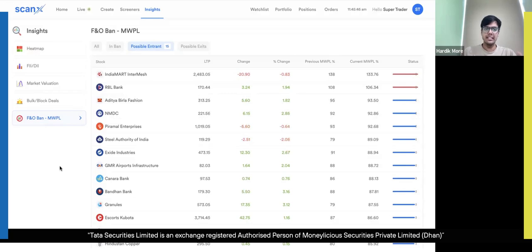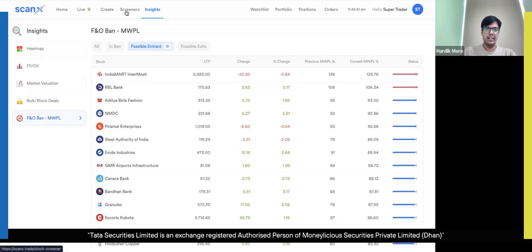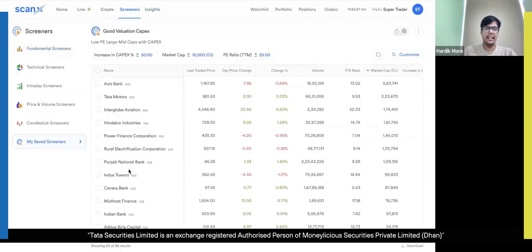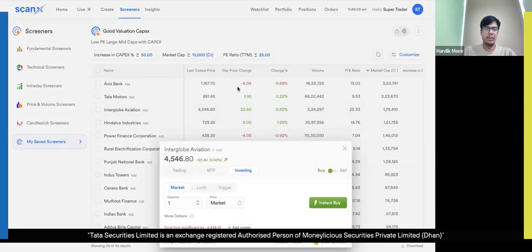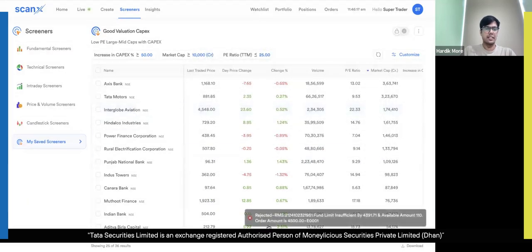Yeah, so when we were building Scanx, the idea was to have a place where I can manage also. And that's why, I'll just go back to one of our saved screeners. We did save good valuation cable. Now over here, like Interglobe Aviation, right? As soon as I hover above this, I can see a buy sell button. So I can directly from here, the order window opens. I add my order. It is, let's say, 500. I'm just placing a limit order, and the order goes through, right? It's showing rejected because there's no money in the account or whatever. But yeah, the order can be placed from it.